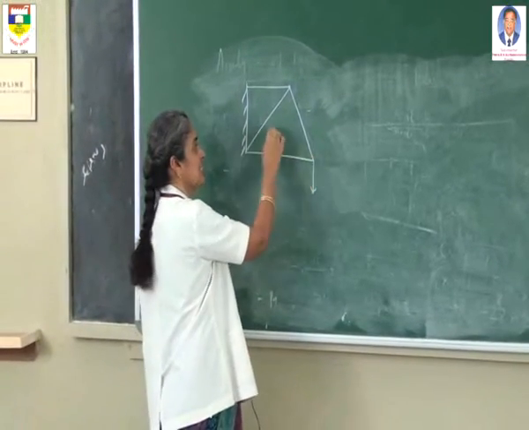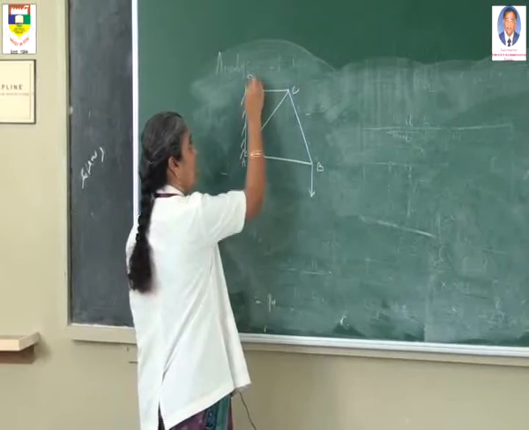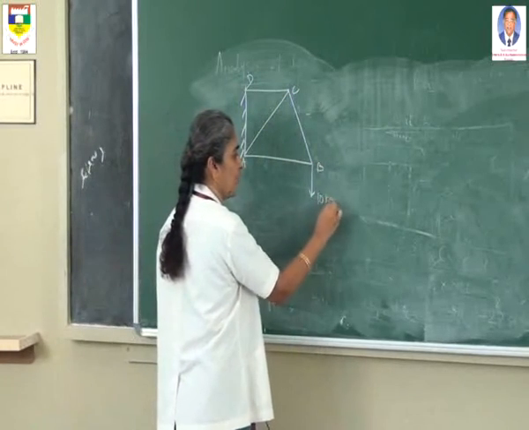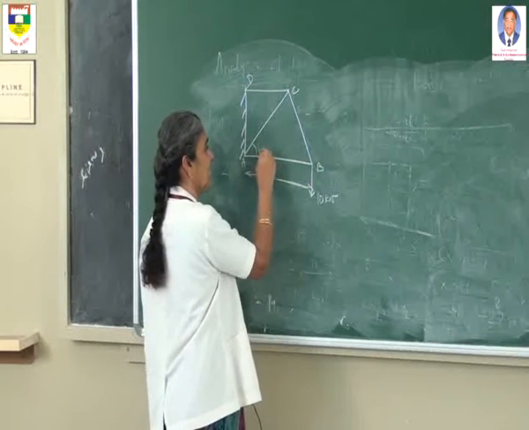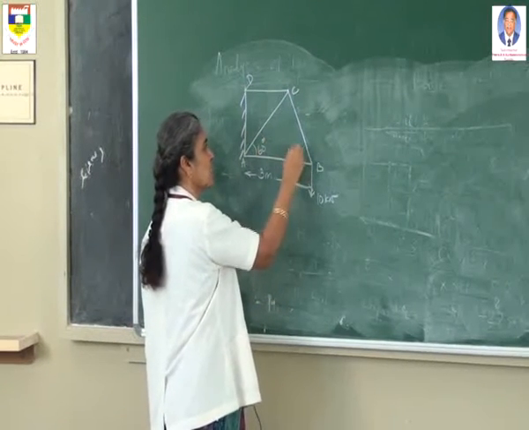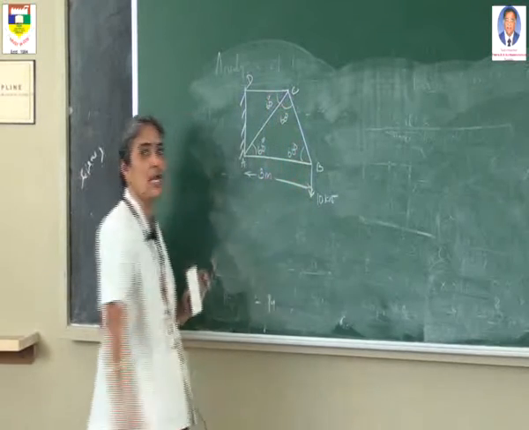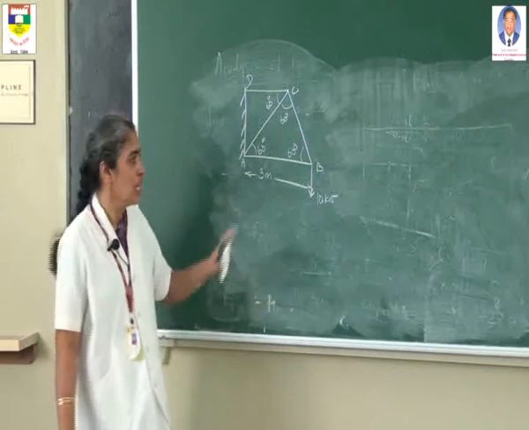This cantilever truss consists of 4 members and 4 joints, and it is subjected to a load of 10 kilonewton. This length is 3 meter, and this angle is 60 degree, this angle is also 60 degree, this is also 60 degree, and this also 60 degree. So it is a cantilever truss which is subjected to a load of 10 kilonewton.